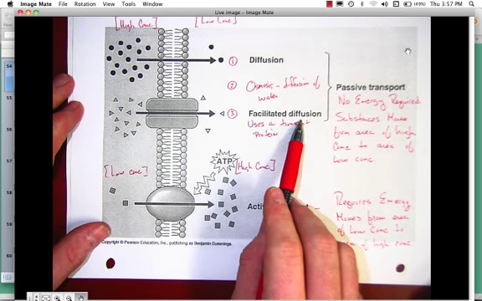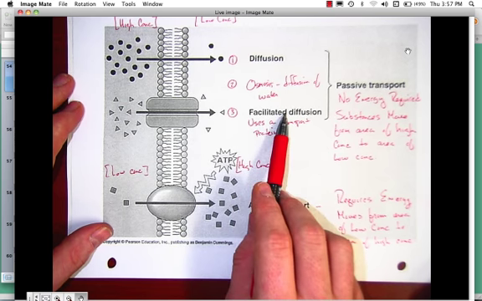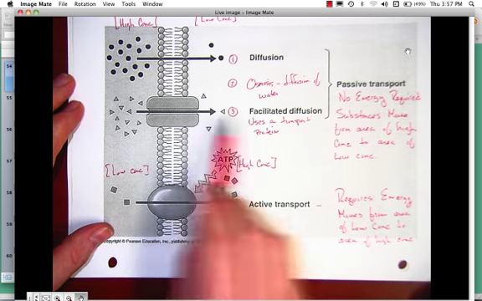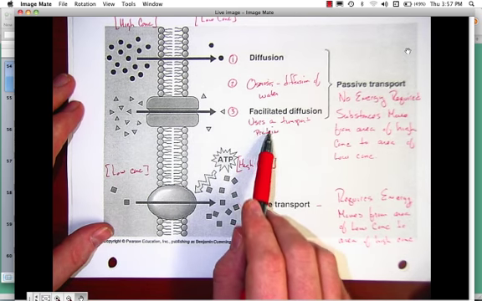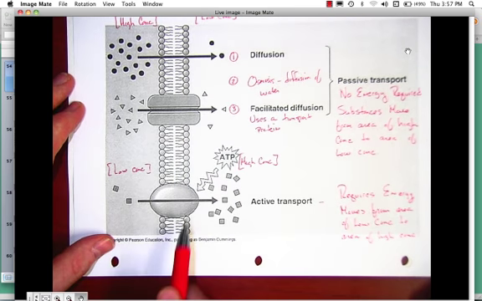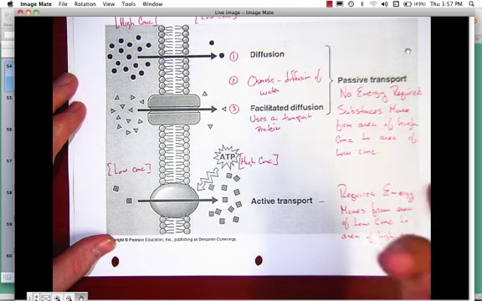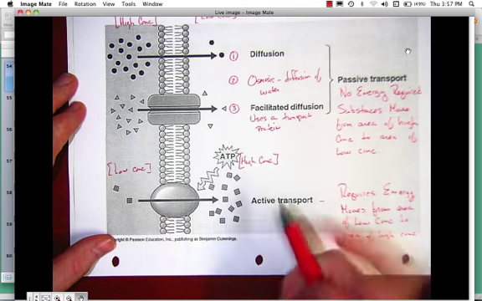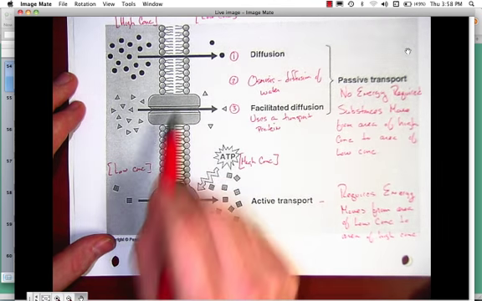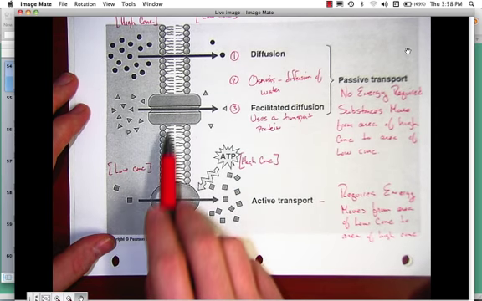And then finally, facilitated diffusion. The word facilitate means to assist. So facilitated diffusion is diffusion, moving from high concentration to low concentration, but it uses a transport protein to move those substances across the membrane. Facilitated diffusion might be used to move a polar molecule that's a little bit larger, maybe a sugar, or it could be used to transport ions from high concentration to low concentration. Those would not ordinarily cross the membrane because of the hydrophobic nature of the interior there, right?